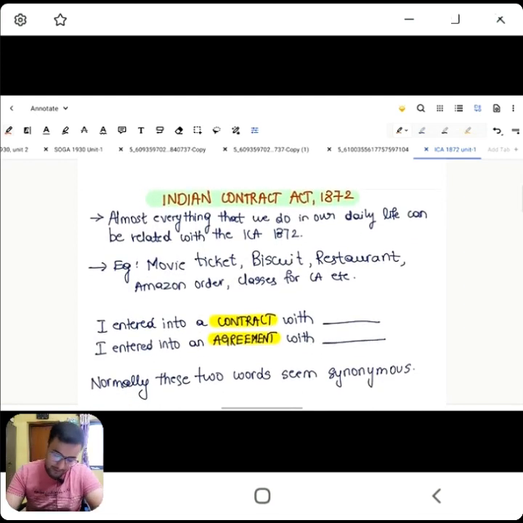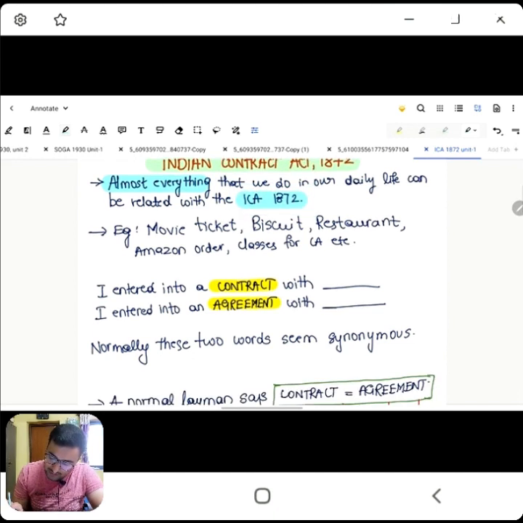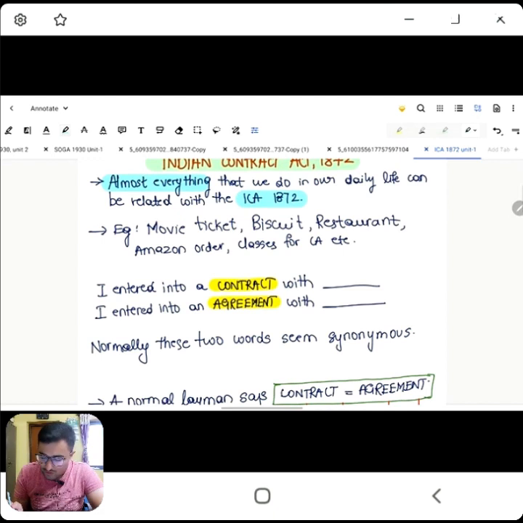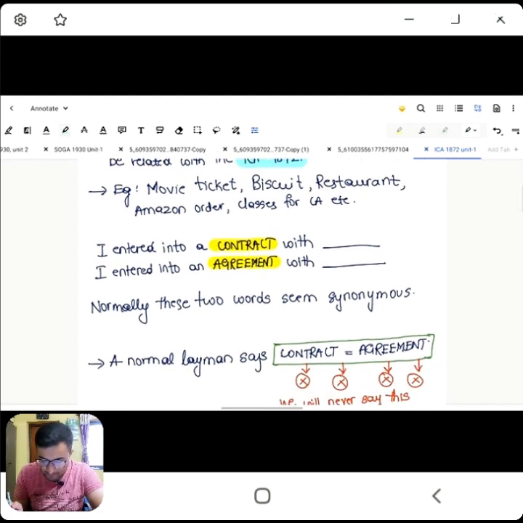Okay, now I've just put it down here for you. So almost everything that we do in our day-to-day lives can be related with the Indian Contract Act 1872, right, from buying a movie ticket, biscuits, restaurants, Amazon orders, classes for CA, etc.